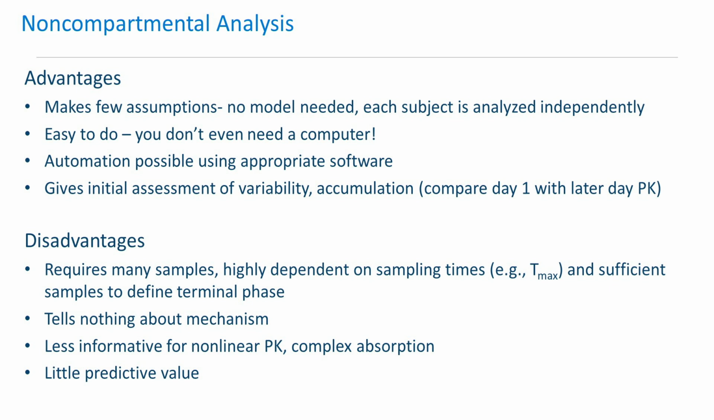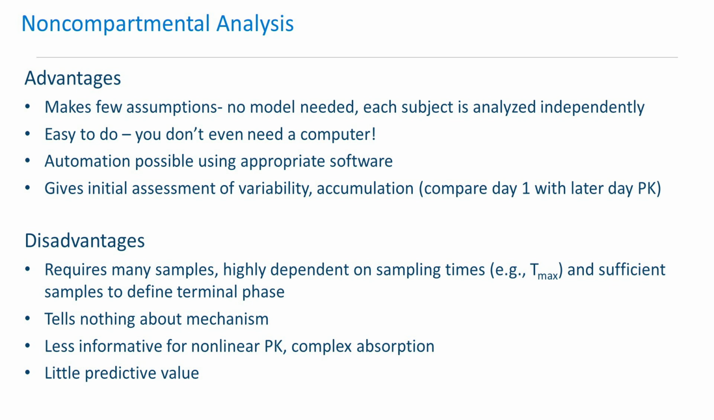So it's highly dependent on things like sampling time. Because you're pulling Cmax and Tmax right off of the plot, you need to make sure that you're collecting them at the appropriate time. If you miss it by an hour on either side, your Cmax and your Tmax pulled off the plot will not be the true Cmax and Tmax. And you have to have sufficient samples to define the terminal phase as well. Generally, you want to have 3 to 5 samples in the terminal phase to get a true assessment of the half-life.